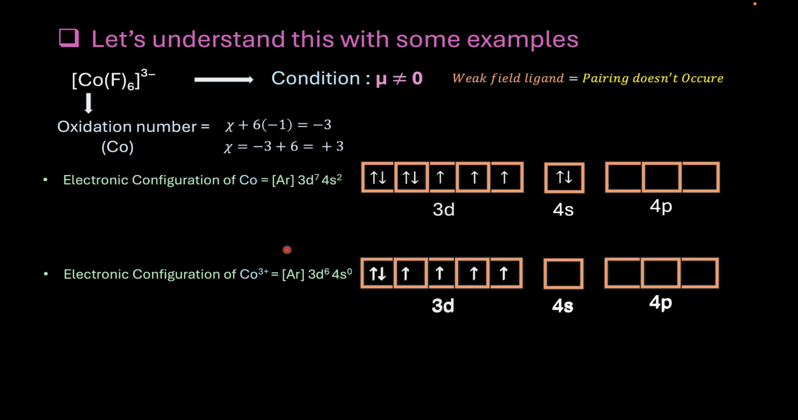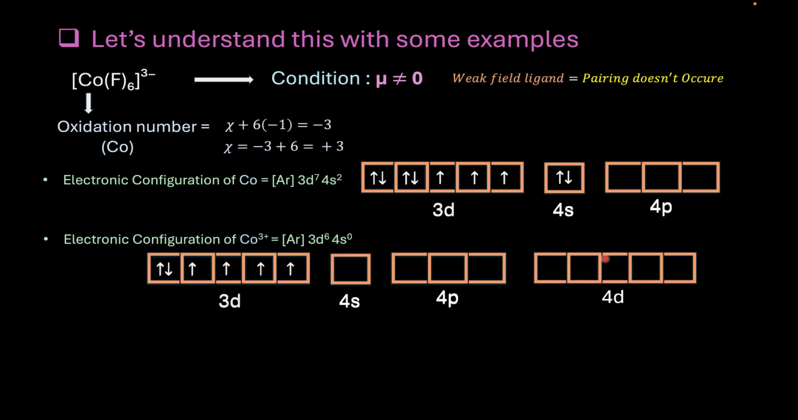Okay. So here, what do we see? We see the ligand is F and mu value is not equal to 0. That means it is a weak field ligand, so it cannot do pairing. So if these electrons do not get paired, then how do we find 6 vacant orbitals? For this, orbitals of 4d come in here, and we have 6 fluorine atoms or fluorine ligands. So let's put these fluorine ligands here. They have lone pair electrons.